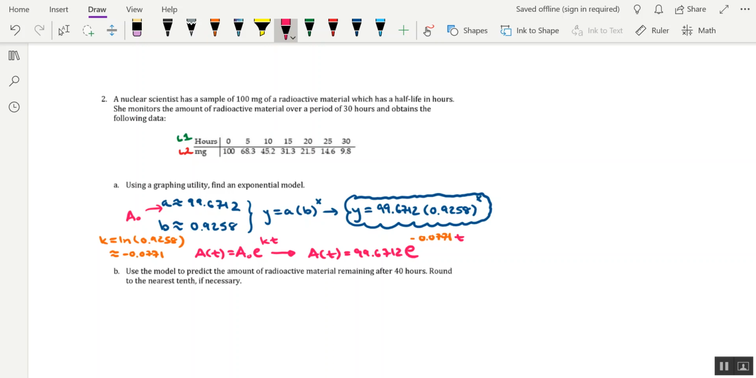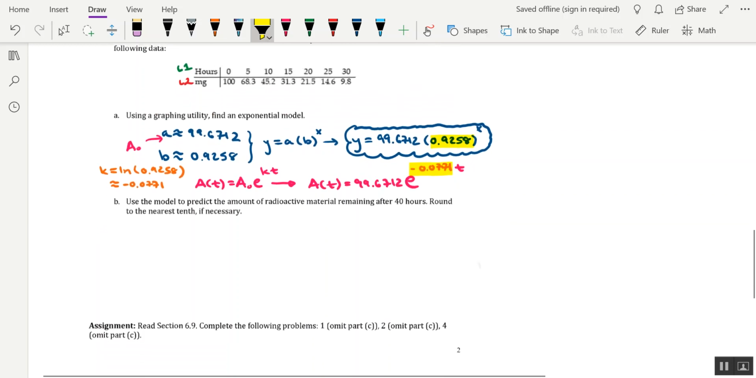And if you look at that value of k, the value of k is less than 0, indicating exponential decay. So whether we look at the base of the original exponential function or the value of k using the exponential law formula, we have indication that things are decreasing as time goes by.